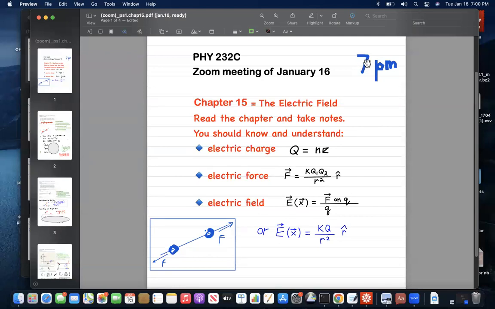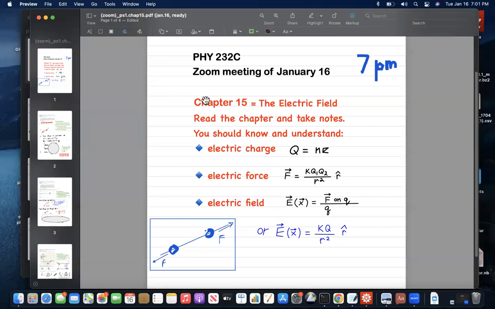But that's because Monday was a university holiday. But in general, we'll have the Zoom meetings Monday at 7 p.m. And the main purpose will be to go over some examples of the homework.